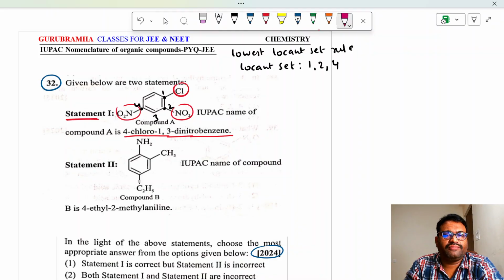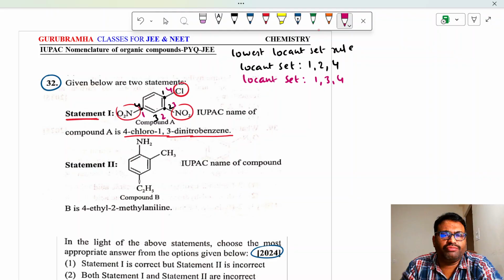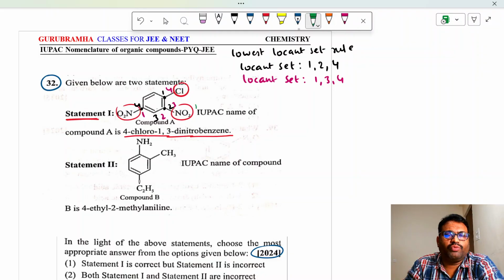If you start from this nitro, 1, 2, 3, 4, another locant set: 1, 3, 4. So if you write in this way, more than 2 locant sets are also possible. And if you try another locant set, this is 1, 2, 3, 4, 5. Another locant set: 1, 2, 5.